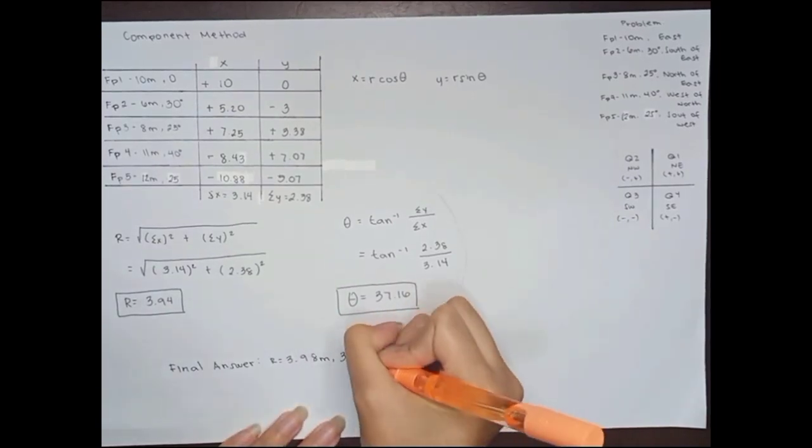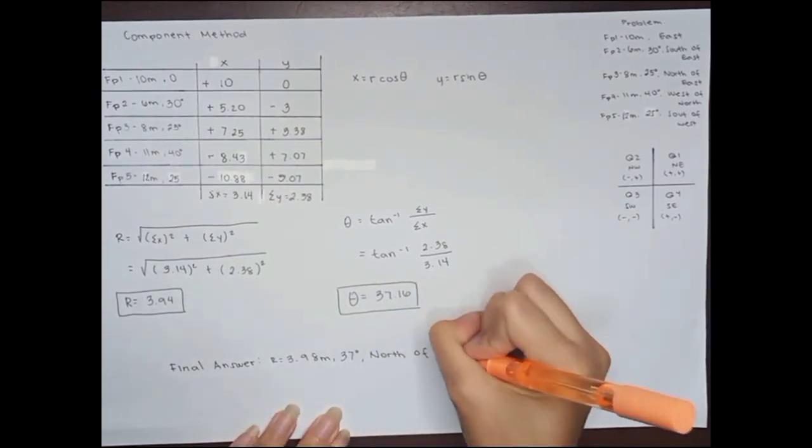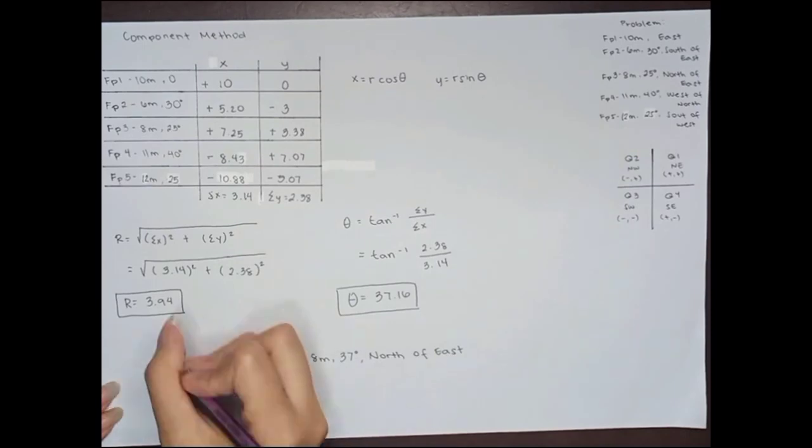So the final resultant vector is 3.94 meters, 37 degrees north of east.